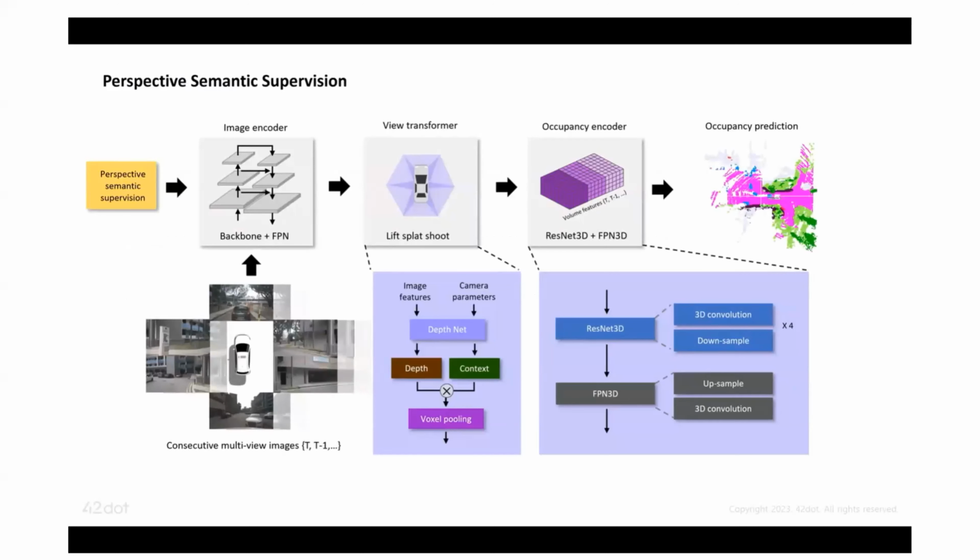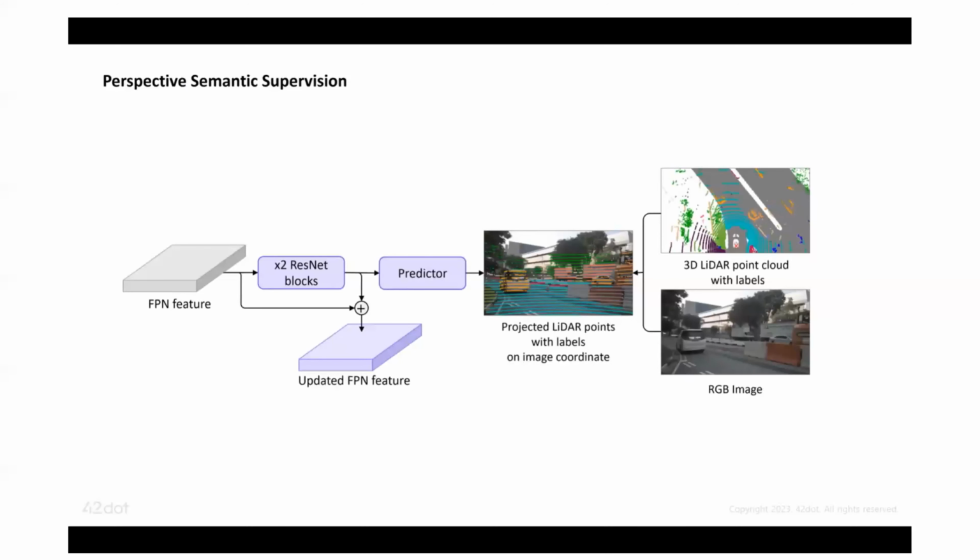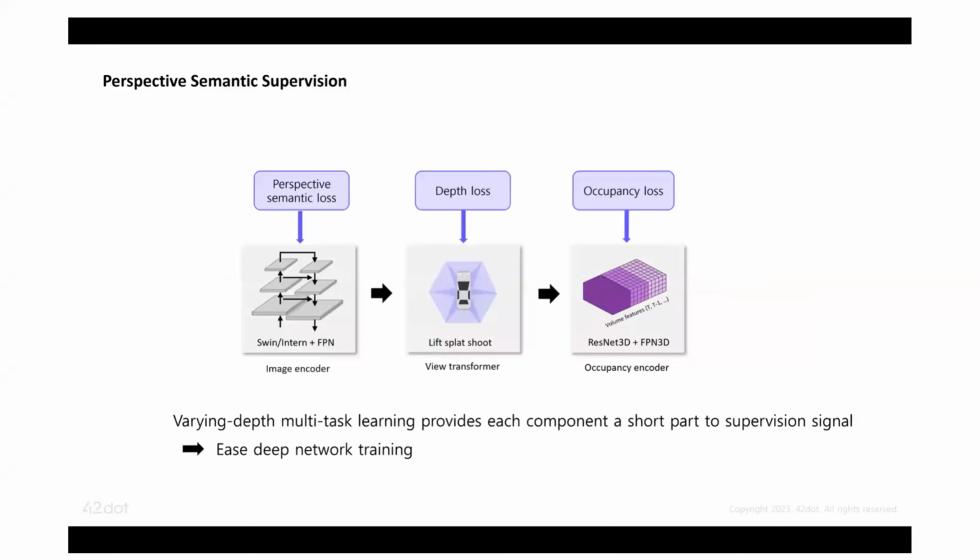Perspective semantic supervision is applied to the image encoder. In particular, we use a pyramid feature level and build it into two ResNet blocks followed by a predictor. Since image-level semantic annotations are not available, we project 3D LiDAR point clouds with labels into the image to get semantic annotation on the image, which is used to train the semantic branch. Moreover, via perspective semantic supervision, we provide each level component a short path to the supervision signal, which makes training the deep network easier.